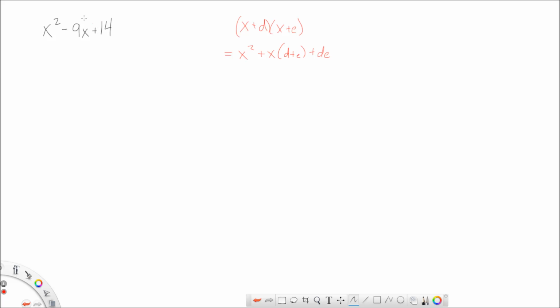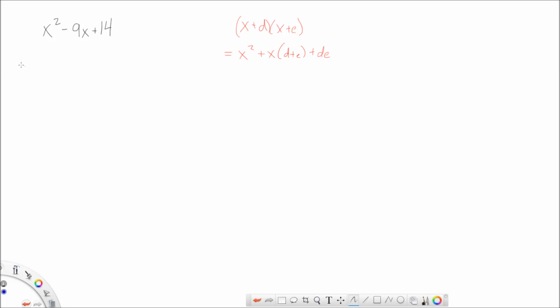Now I can figure out which one of those I want, because I know they have to add up to give me negative 9x. Well, I need d plus e to give negative 9. If they're both positive, I can only get a positive number out of that. So now I know they both have to be negative. So this first plus tells me they're both the same sign, and the second sign tells me that they're both negative. So now let's do the rest of the problem knowing that.